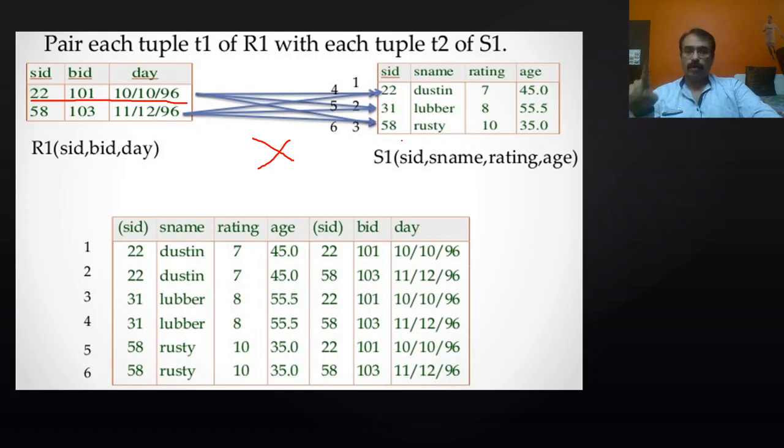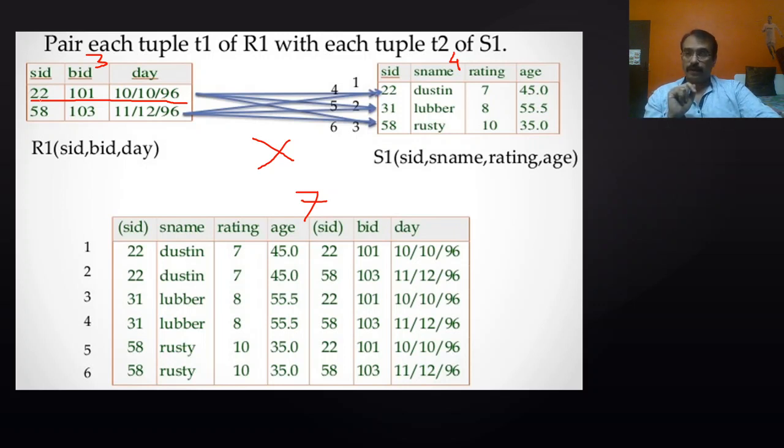As I said, what first thing will happen? Columns will be added. So 3 columns here, 4 columns here, resulting into 7 columns. So 3 from this, 4 from this: SID, BID, day from this, and SID, SName, rating, and age from S1. And the second thing is rows will be multiplied.